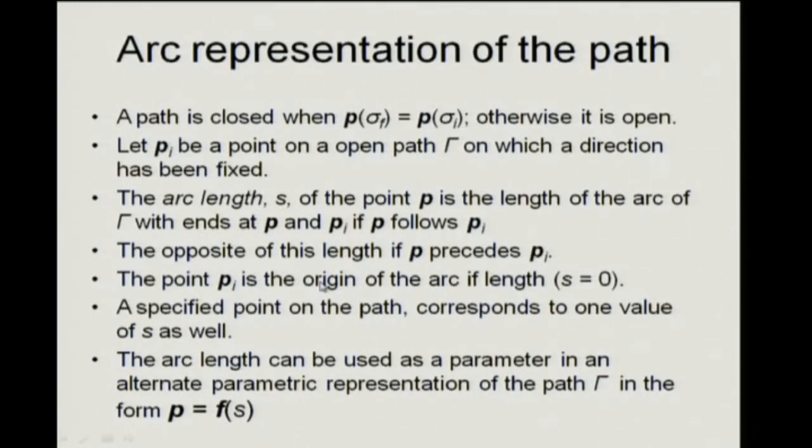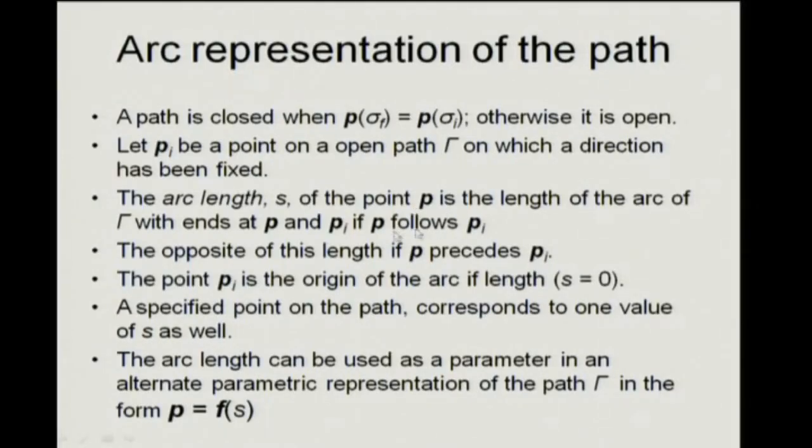So we will look at an arc representation of the path. First, this is a very simple definition: if P of sigma f is equal to P of sigma I, then it is a closed path, otherwise it is an open path. And if Pi is a point in an open path on which a direction has been fixed, so you are specifying a direction that has been determined, you take Pi, then you define the arc length S.